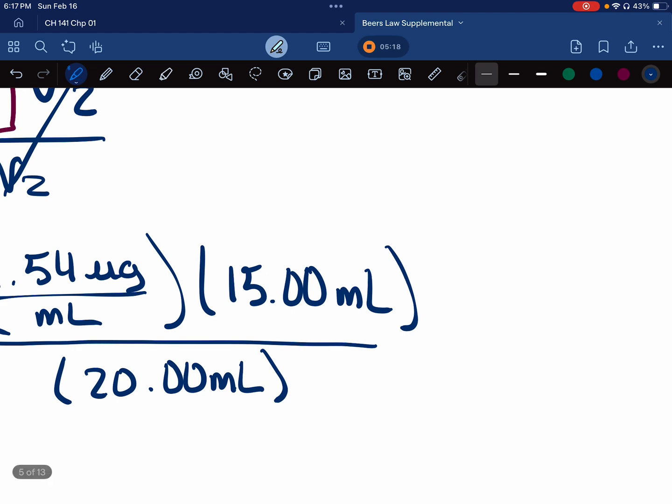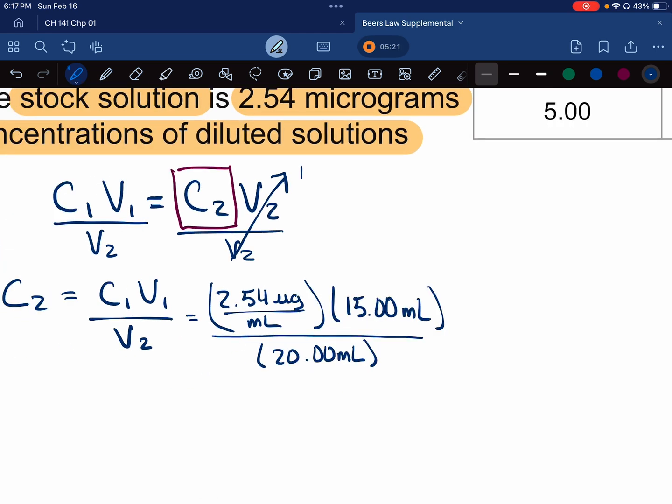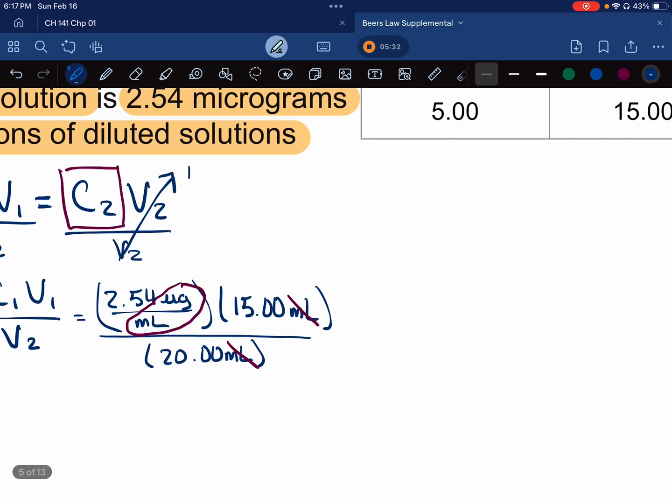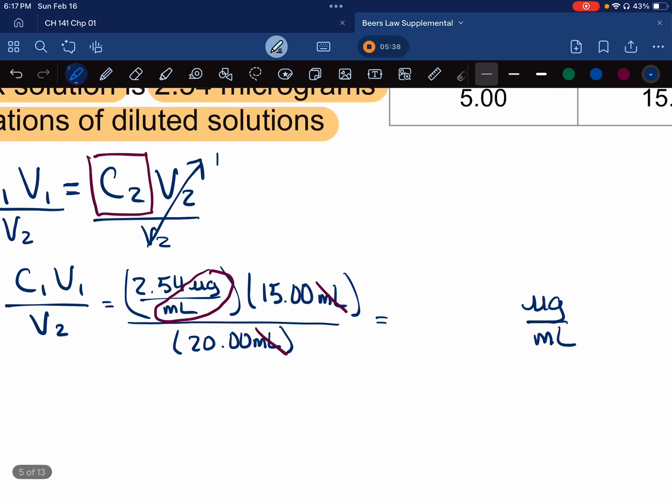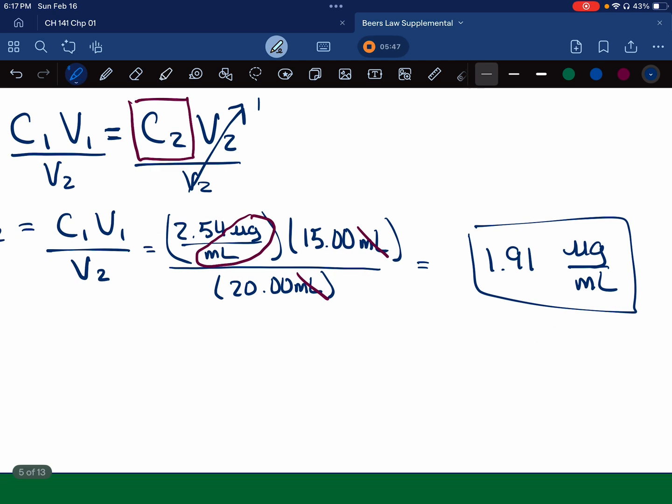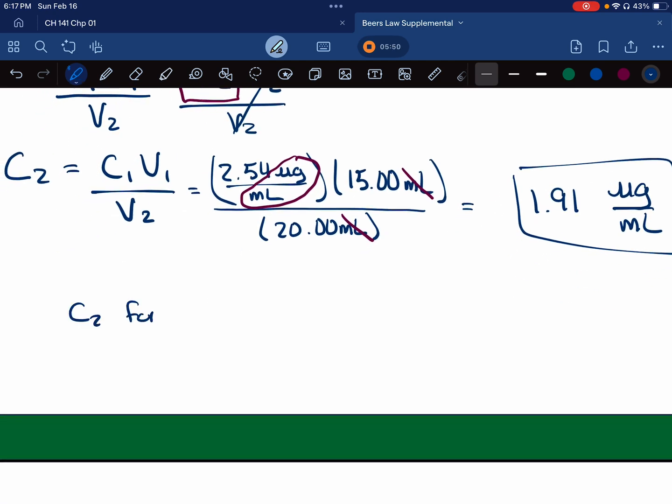All right, and now you can just see that when you set this up, you want to do your unit analysis. You end up with milliliters over milliliters. That goes to 1 or reduces to 1 or cancels out. So we're left nicely with just the units of micrograms per milliliter, which is good because that's a unit of concentration. So we know we set everything up properly. Now you can plug the numbers into your calculator, and if you do that, you should end up with 1.905. We'll round that to 1.91 micrograms per milliliter. That is the C2 for 15 milliliters of stock solution. The new C2 is 1.91 micrograms per milliliter.